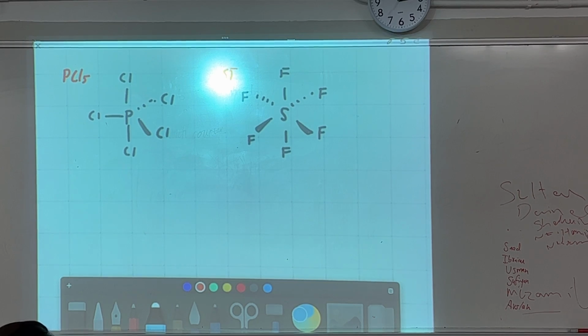This is SF6. And then you have HF. For HF, I'm sure you know how to draw it. Everyone knows how to draw it. Just HF. And HCHO is a little bit more complicated. It's HC_OH. And finally, we have BF3.